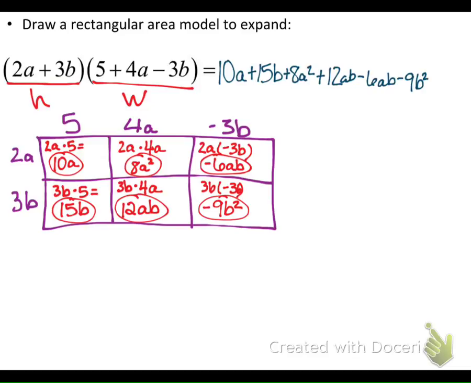It'd be 12AB minus 6AB. You're right. Remember to make those in alphabetical order. So 12AB minus 6AB. Yep. I combine those. If I take 12 minus 6, what do I get? 6, right? So I have 6AB now.